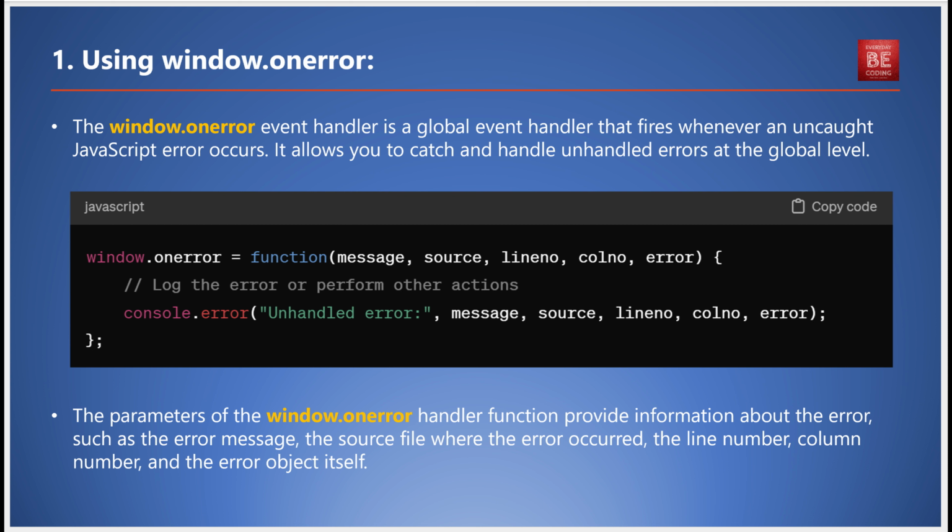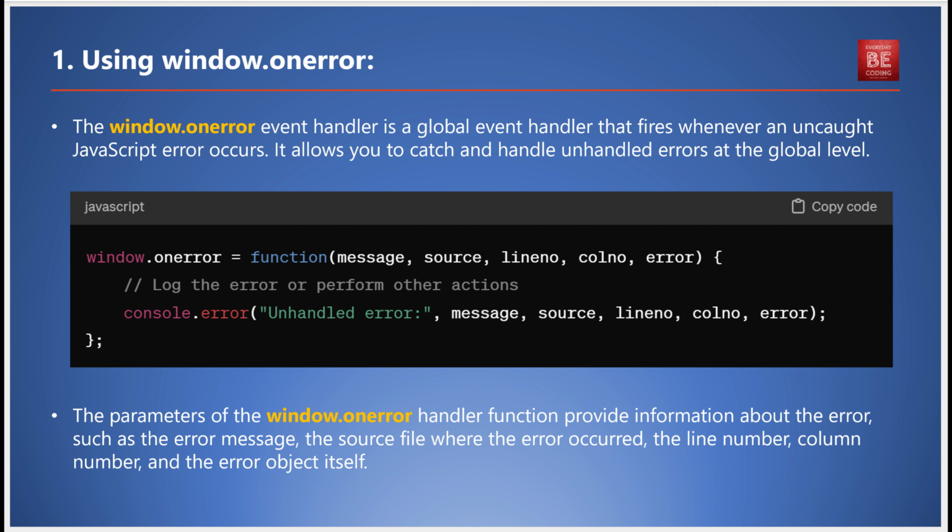Here's an example of how you can set it up. In your JavaScript code, simply assign a function to window.onerror. This function should take 5 parameters: message, source, lineno, colno, and error. You might then log the error or perform other actions. For instance, you might write something like this: window.onerror = function(message, source, lineno, colno, error).